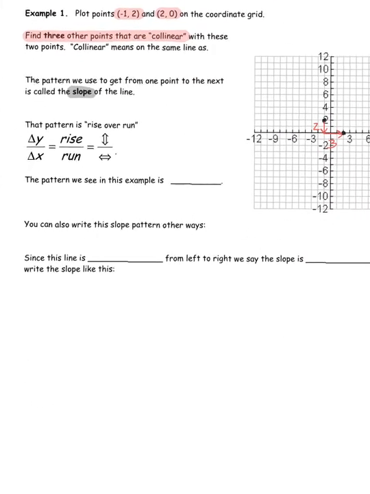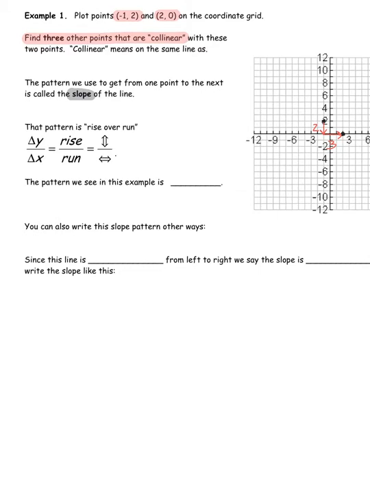So how we write that pattern is like this. We always put the up and down on the top. That's the rise. So our rise was down 2. And we always put the right and left on the bottom. That's called the run. So our run, remember, was right 3. So this is the pattern that we see in this example. I'm going to write it here, fill in the blank. Down 2 to the right 3. And right beside it, I'm going to actually write the word.